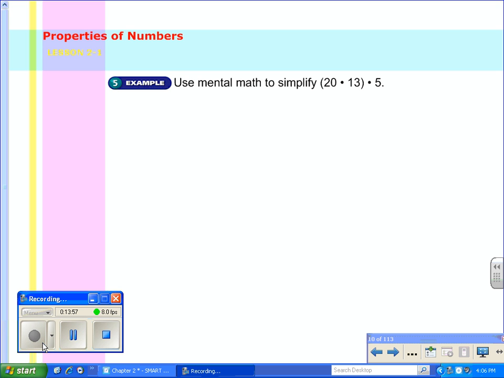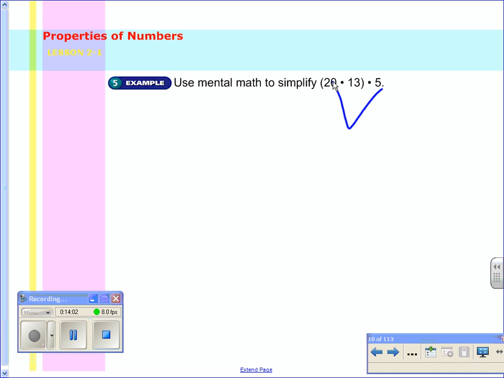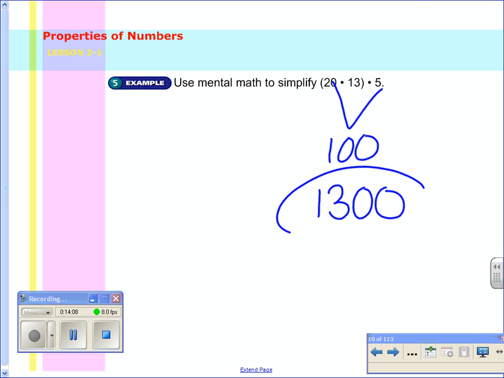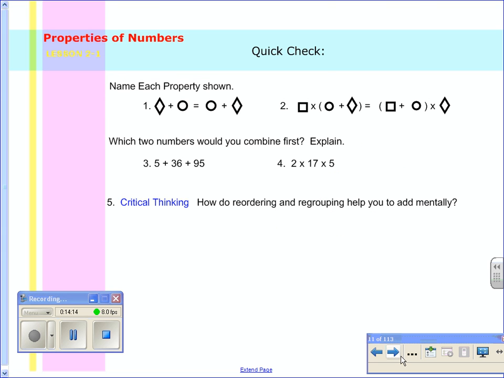All right, so hopefully you had a chance to do that. And I see that 20 times 5, well, that's 100. I know that. And then I times that by 13. 13 times 100 is 1,300, or 1,300. There we go. That's what you should have had for 5. And now we're at the end of the lesson with a quick check. All right. Let's see. And here they say name each property shown. And this time they don't give us numbers, but they still want you to tell the property.